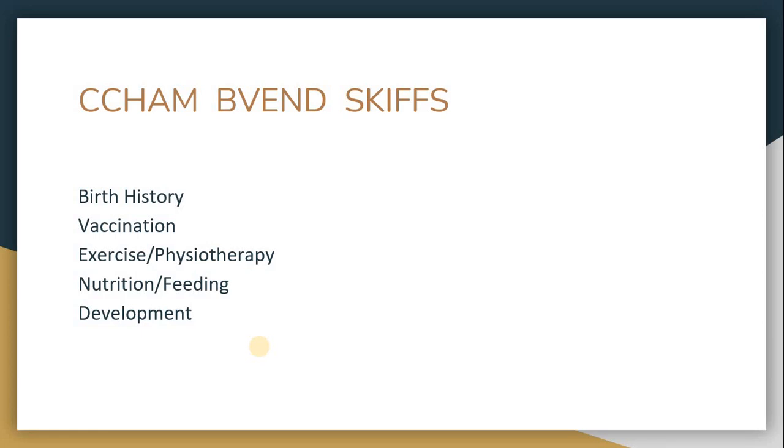Vaccinations: if the child is following the EPI schedule, the Extended Program of Immunization, then how many vaccines have been given? Are there any missed doses? Or what additional vaccines have been given? The child may have a condition where they need physiotherapy or some exercise. You may ask accordingly here.